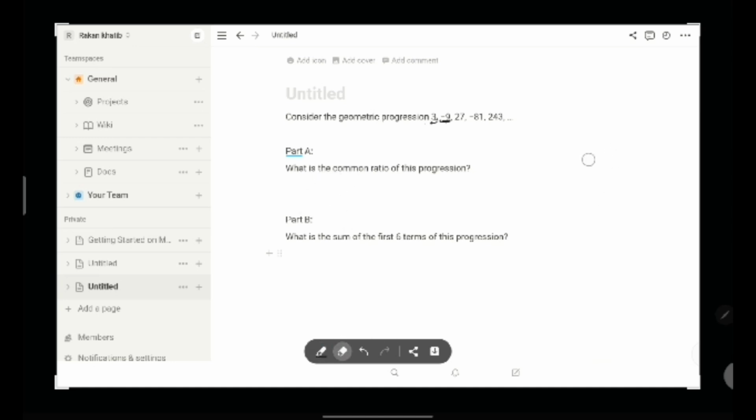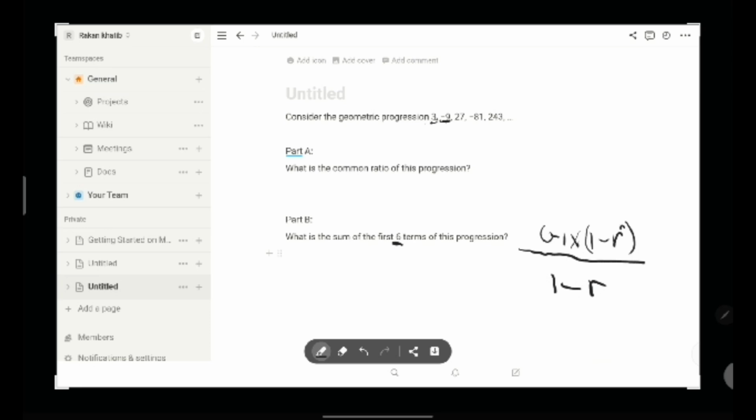Easy. And then they want the sum of the first six terms of this progression. Now, to get the sum, there's a formula for it. It's G1 times 1 minus R to the power of n, where R is the ratio, this number right here. It wants the first six terms, so in this case n would be 6, but it differs every time. And then over 1 minus R. So that should be our formula.